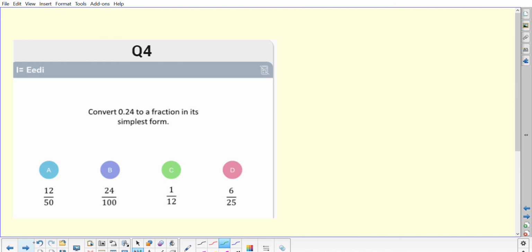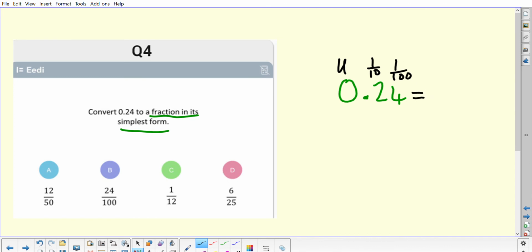So make sure you read the question fully and you don't just launch in there and guess. This one's the same. Convert 0.24 to a fraction in its simplest form. So in the first instance, 0.24, using the column headings, that's your units, that's your tenths, that's your hundredths. So going down as far as the hundredths means that this is 24 over 100.